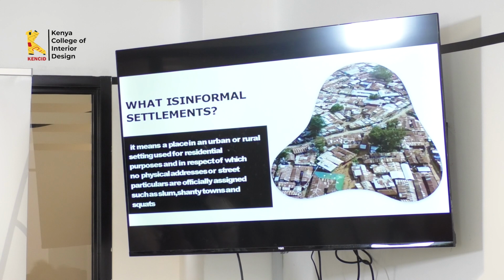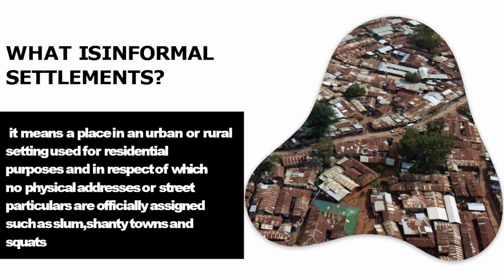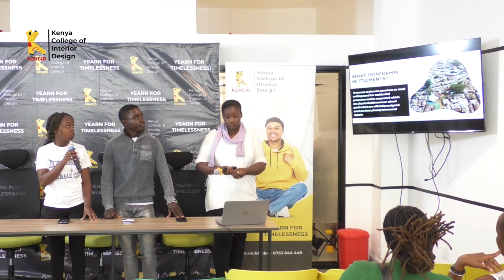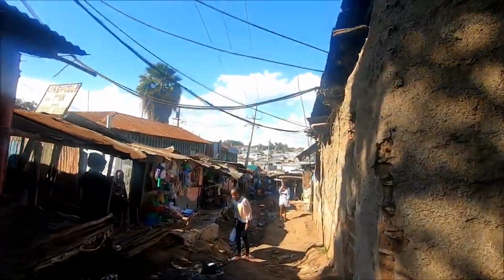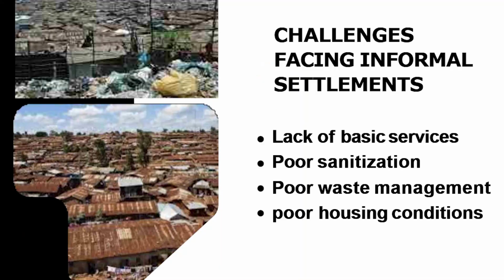So the definition of an informal settlement is a place in urban or rural areas used for residential purposes in which physical address or street particulars are not officially assigned. These places are such as slums, shanty houses, and quarters. Challenges faced by informal settlements: lack of basic services, poor sanitation, poor waste management, and poor housing condition, which I'll basically talk about.